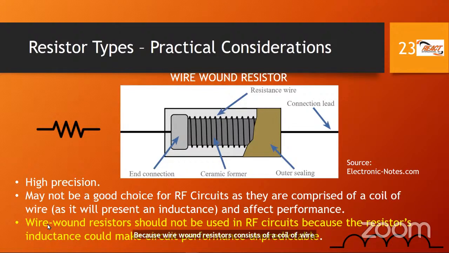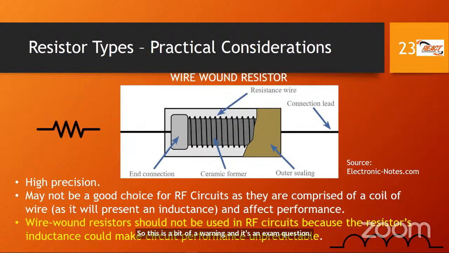And we have an exam question that's associated with that bit of theory. And here it is on your slide in yellow. Wire wound resistors should not be used in RF, which is radio frequency circuits or alternating current circuits, because the resistor's inductance could make circuit performance unpredictable. So in other words, you have that stray or extra inductance that you weren't designing or catering for. So this is a bit of a warning, and it's an exam question that you need to be aware of.